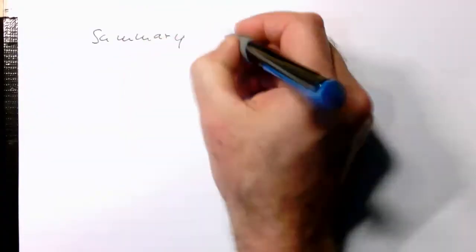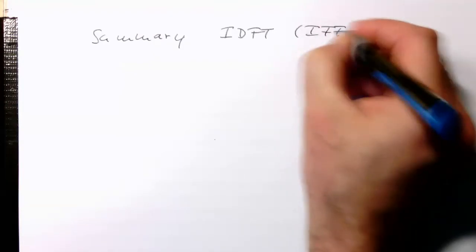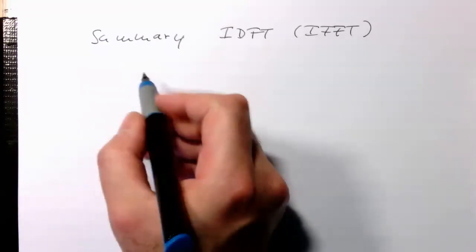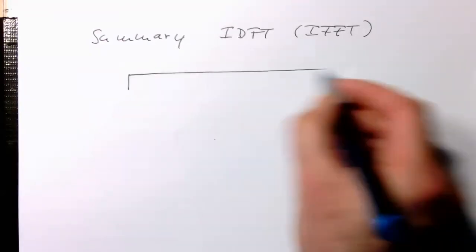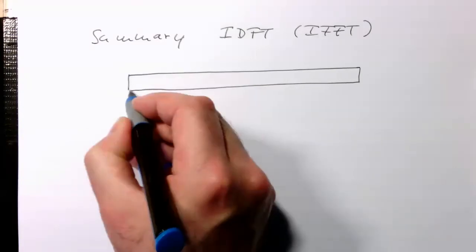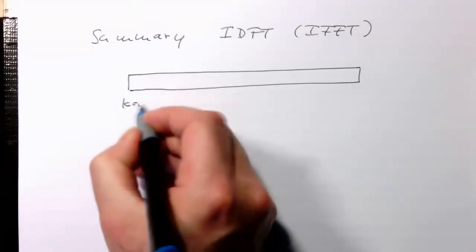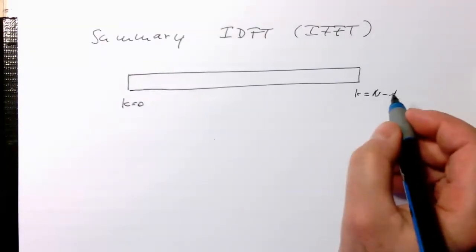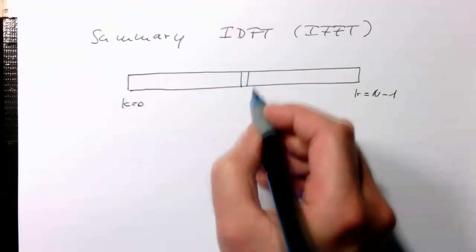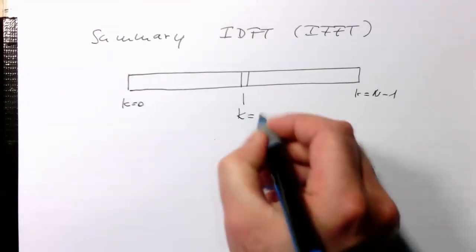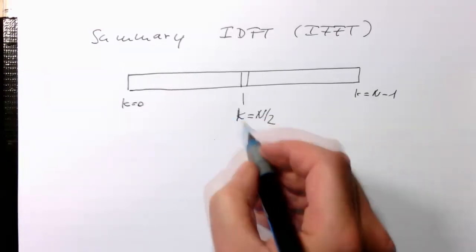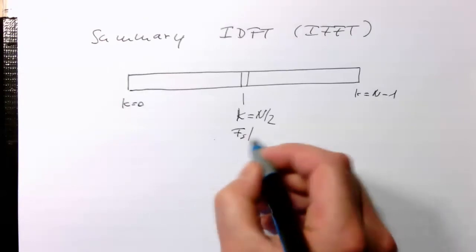So, a summary of the IDFT, obviously also the IFFT, because in practice we're using the fast Fourier transform. If we are creating a vector running from k equals 0 to k equals N minus 1, then in the middle here we have k equals N half, and this is the Nyquist frequency generated by this. Yeah, so this is fs half.